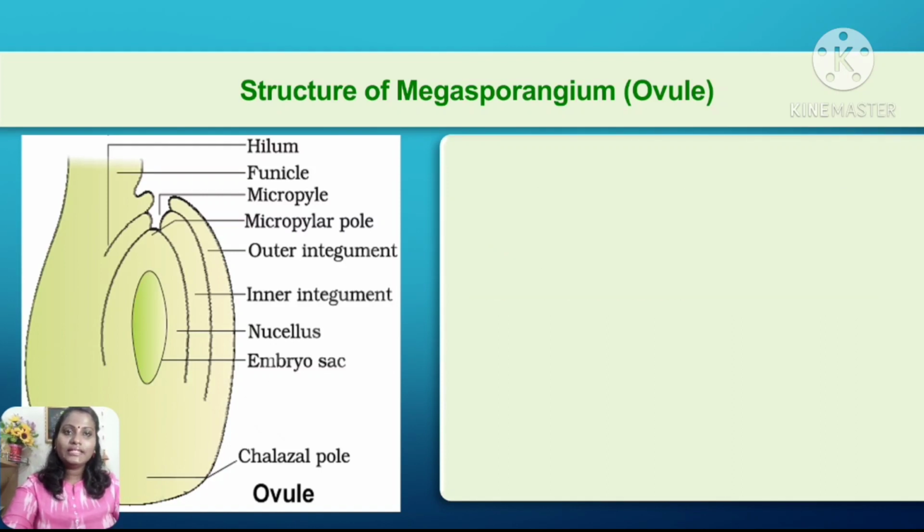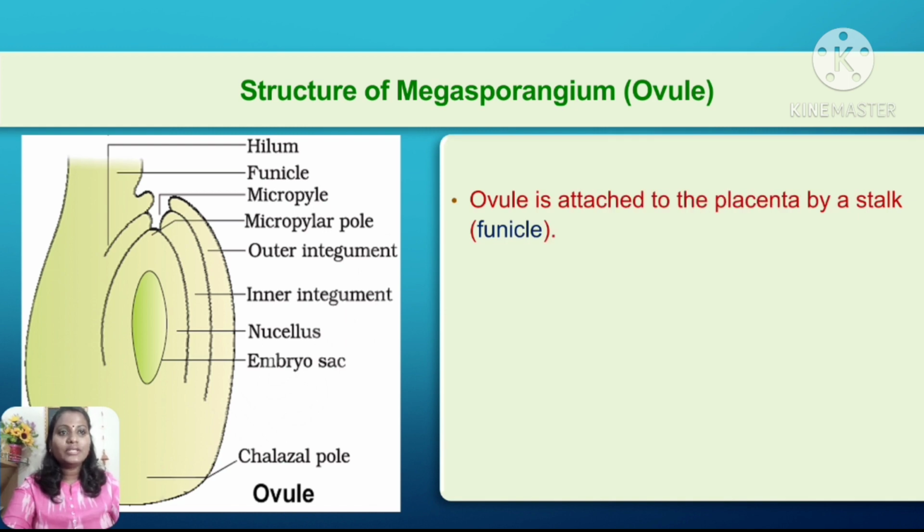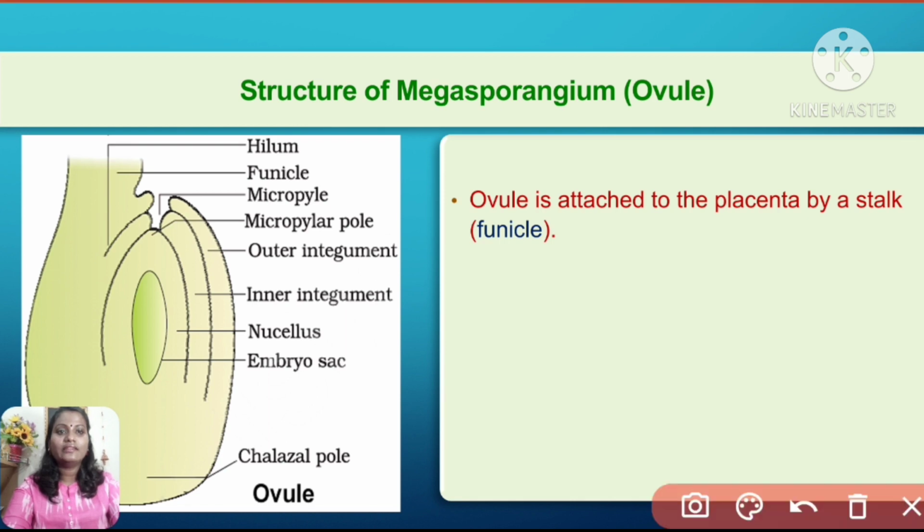Now let us discuss the structure of the megasporangium, or we call it the ovule. The ovule is attached to the placenta by a stalk, which we call the funicle. So where is the funicle here? In the diagram you can see that this portion of the ovule is the funicle, which is attached to the placenta by the stalk.